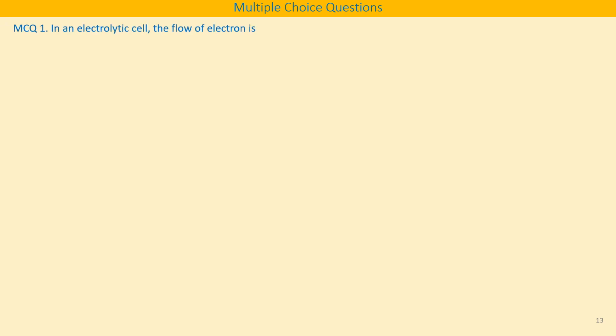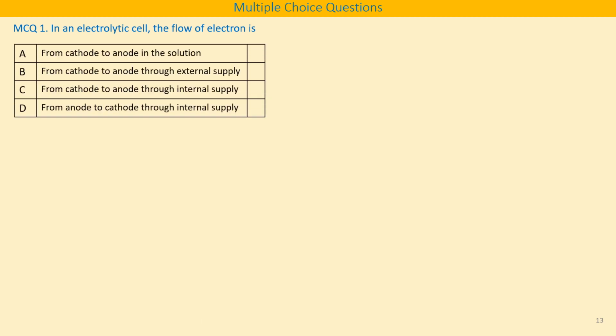Multiple choice questions. First question. In an electrolytic cell, the flow of electrons is, four options are given. Option A, from cathode to anode in the solution. Option B is from cathode to anode through external supply. Option C is from cathode to anode through internal supply. Option D is from anode to cathode through internal supply.